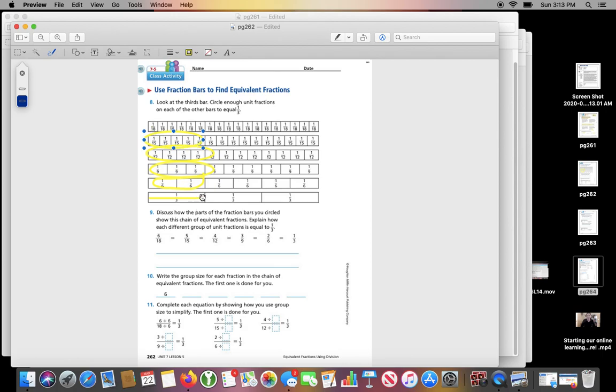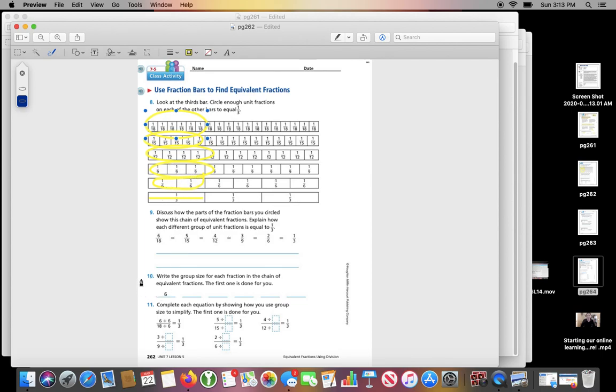And I need to go all the way up to 18ths. How many 18ths are equal to 1/3? 1, 2, 3, 4, 5, 6. So it says, discuss how the parts of the fraction bars you circled show this chain of equivalent fractions. Explain how each different group of unit fractions is equal to 1/3. So you're going to explain the number of parts in each fraction bar.